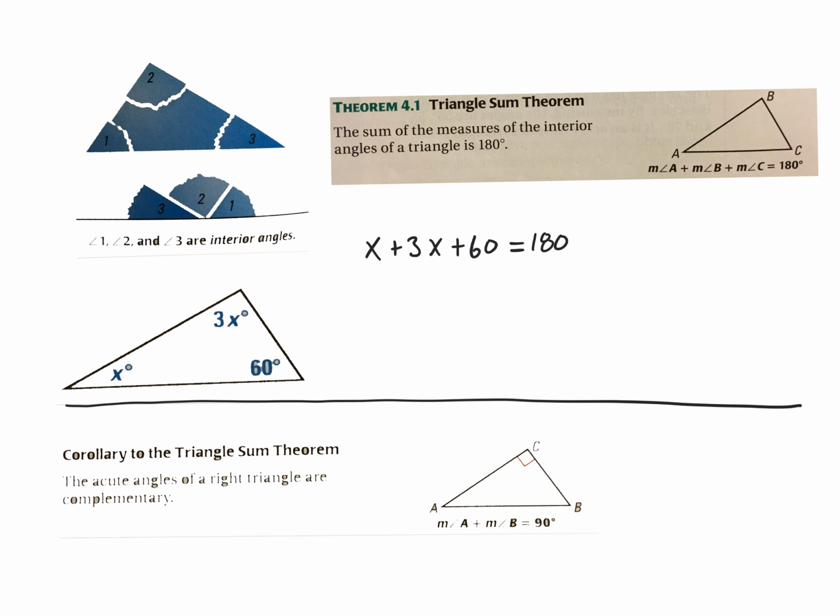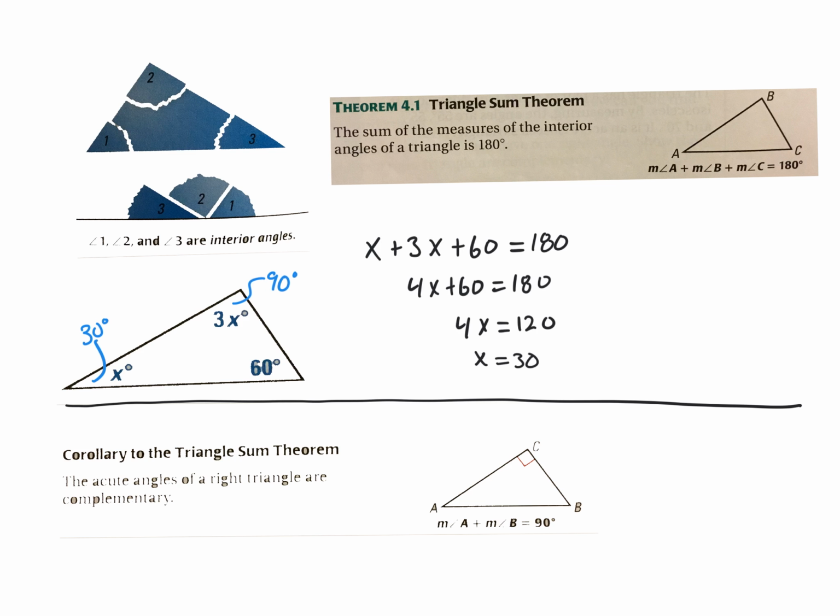So x plus 3x is 4x plus 60 equals 180. Subtracting 60 from both sides, I end up with 4x is equal to 120. When I divide by 4, I get x is equal to 30 degrees, or x is equal to 30. So that means the measure of this angle here is 30 degrees. The measure of this angle is 3 times 30, which would be 90 degrees.